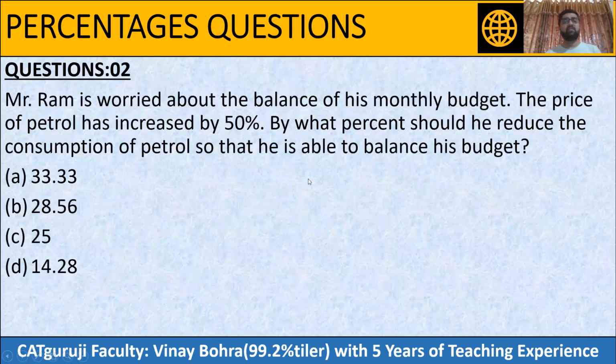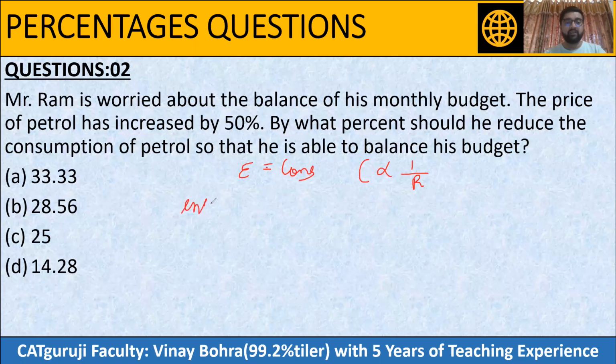Given question is, Mr. Ram is worried about the balance of his monthly budget. The price of petrol has increased by 50%. By what percent should he reduce the consumption of petrol so that he is able to balance his budget? As they are saying that the budget is balanced, your expenditure is constant. It's not changing. Consumption varies inversely with the rate of the petrol. As you increase the consumption, you need to reduce the rate. As you are increasing the rate, you need to reduce the consumption. So they are in inverse proportion.